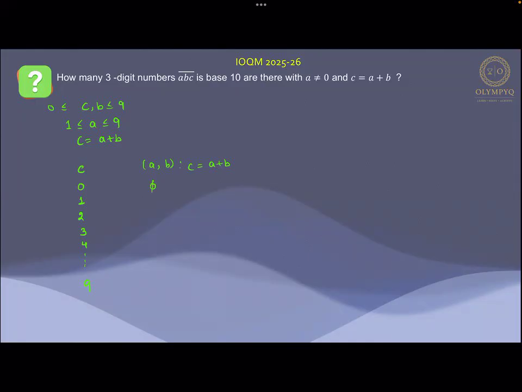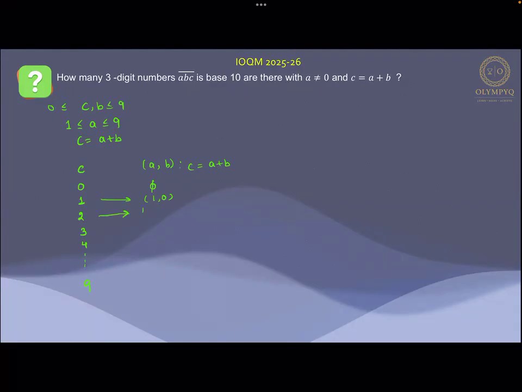Now, if C is equal to 1, then A cannot be equal to 0, therefore B has to be equal to 0. So the sum A plus B is equal to C, meaning 1 plus 0 is equal to 1, and hence the ordered pair will be (1, 0). In this case the number will be 101. Similarly, if I talk about C equal to 2.